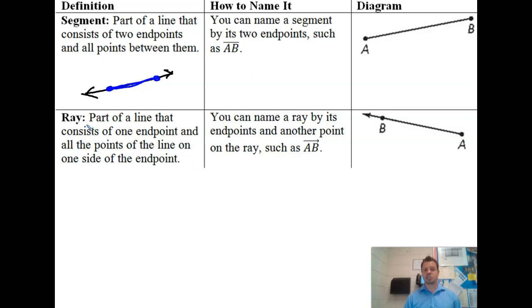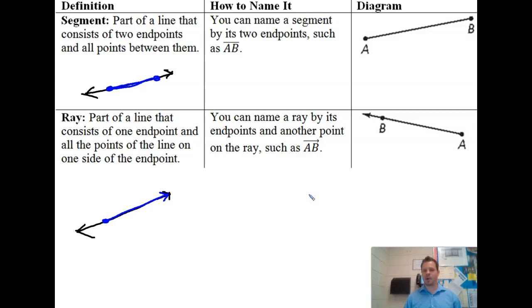Okay, we have a ray next. It's also part of a line, and this time it consists of one endpoint and all the points of the line on one side of the endpoint. So a ray has an endpoint and then extends on and on forever in one direction. So again, if I want to create a ray from an infinite line, I'll pick an endpoint for it, and then I'll extend in one direction, excluding everything before it. You can think of a ray as kind of like half of a whole line.